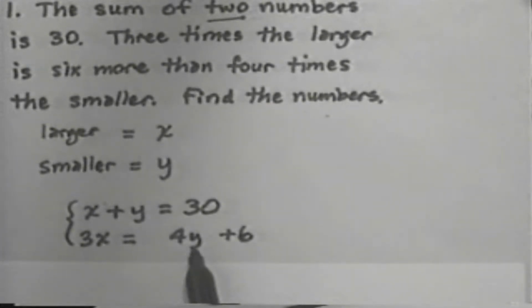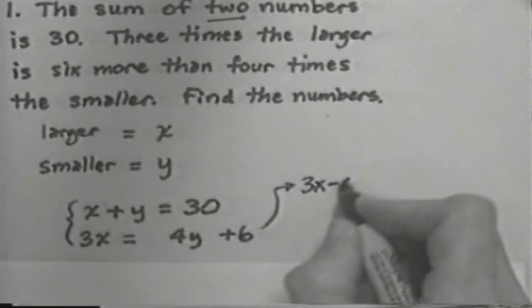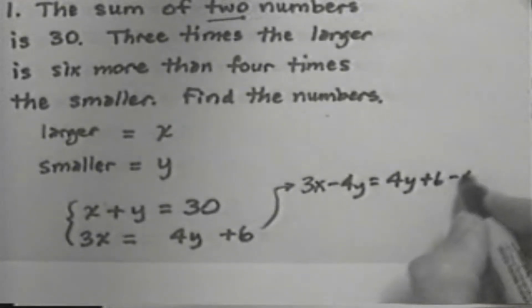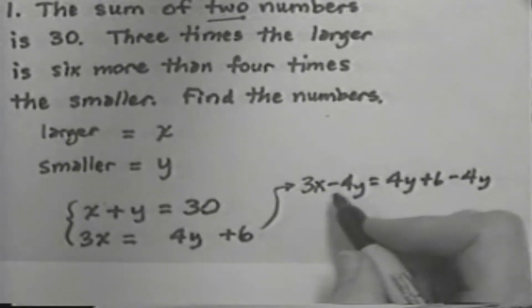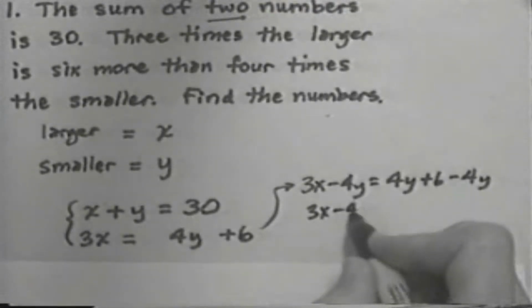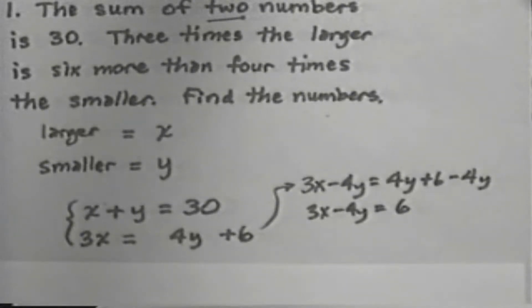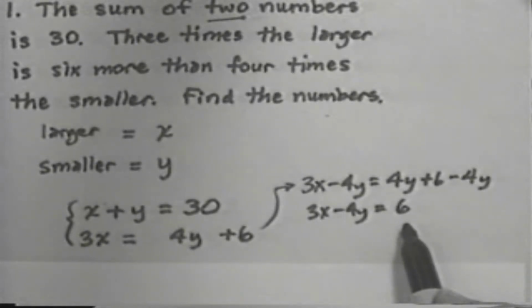The second equation has the x term, then the equals mark, then the y term and the constant. I would like to remove the y term from the right-hand side so that it will show up on the left-hand side. Remember that to remove 4y that's being added, we simply subtract 4y. And so the second equation is 3x subtract 4y equals 4y plus 6 subtract 4y. This gives us 3x minus 4y equals, the 4y's cancel, and we get 6. And so the two equations are x plus y equals 30 and 3x minus 4y equals 6.